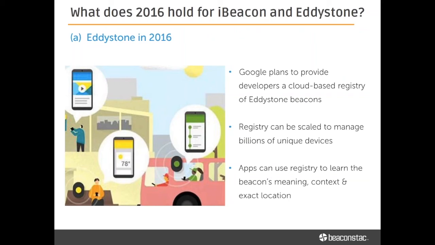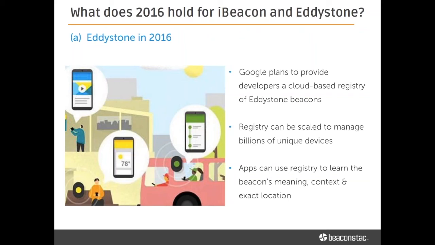So I'll talk a bit about Eddystone first off. There hasn't been anything officially announced. However, Google does say that they plan to provide developers a cloud-based registry for all Eddystone beacons deployed. When I say cloud-based registry, I think of it kind of like a yellow pages for beacons. Developers will be able to look up basic information such as Google Place ID, maybe which floor in a building that beacon is on, which can help them give more context to the apps and the experience that they create around those Eddystone beacons.